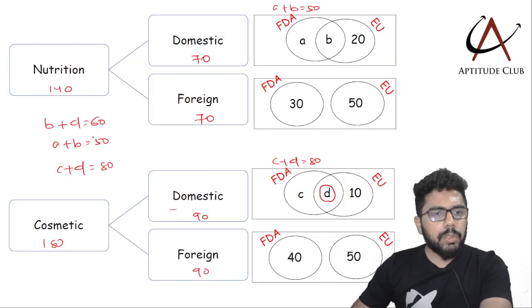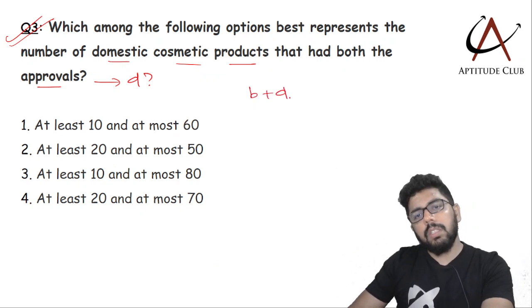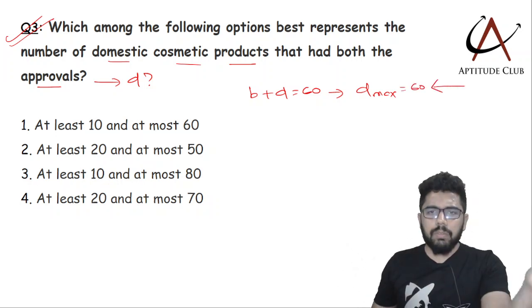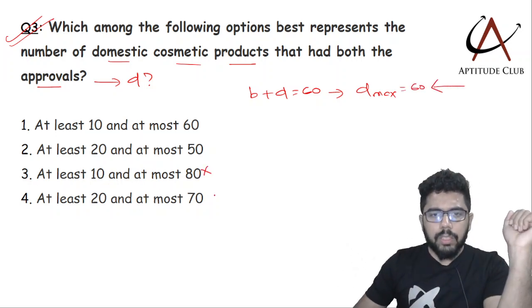So let's use these equations. First equation, it is B plus D is equal to 60. So from this, can I say okay, D maximum will be 60? It cannot be more than 60, of course. So this option and this option are ruled out.